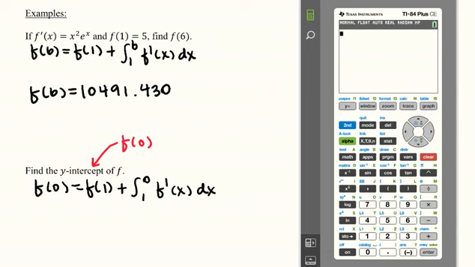And so I'm going to go over here, and maybe you already know about this, but if you press second enter, it's just going to call back to the same thing that you just did. And so I'm going to do that because it's still going to be 5, except it's going to be the integral from 1 to 0 of x squared e to the x. Press enter and we get 4.282.